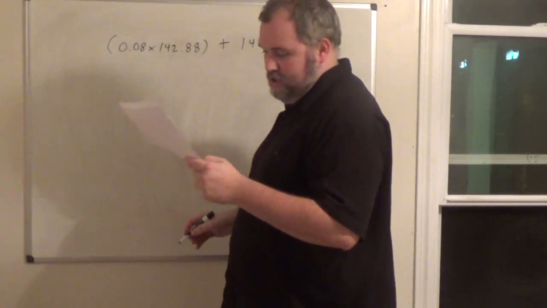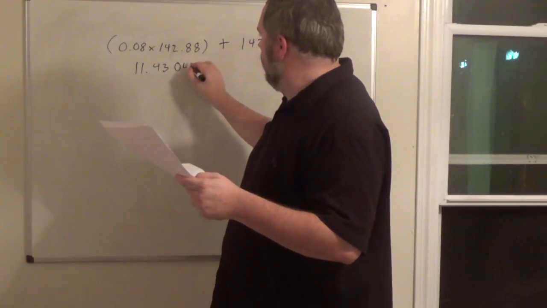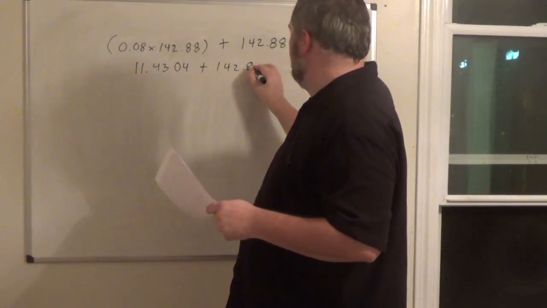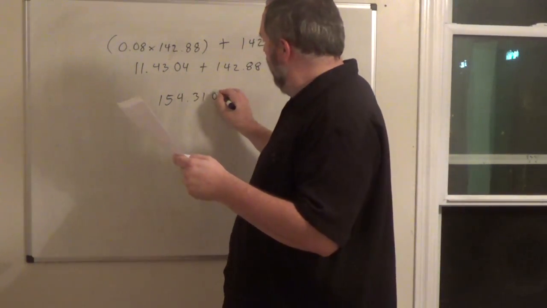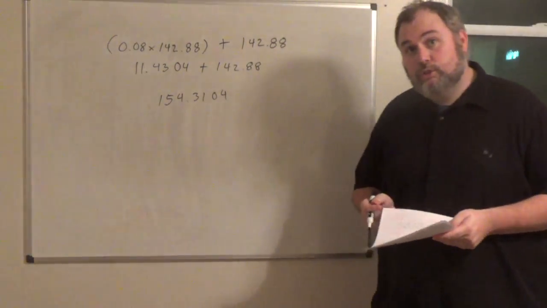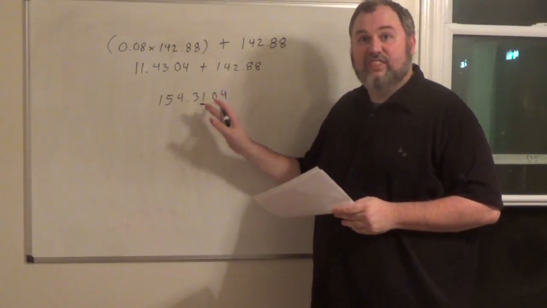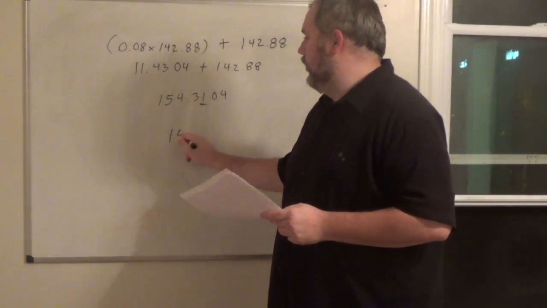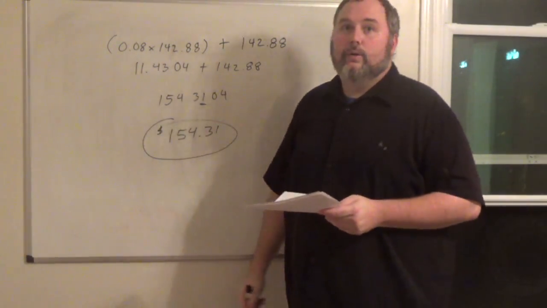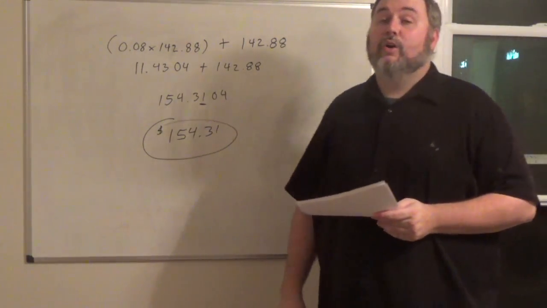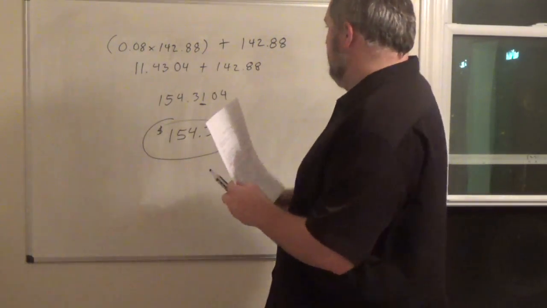So when we do this, you get 11.4304 plus 142.88. Add this together, you get 154.3104. Now the problem tells you to round to the nearest penny. My penny is right here, so that 0 tells that 1 to stay the same. So my final answer is $154.31. So that is how much your bill at Walmart cost after an 8% sales tax. It is an 8% increase. All right, next one.